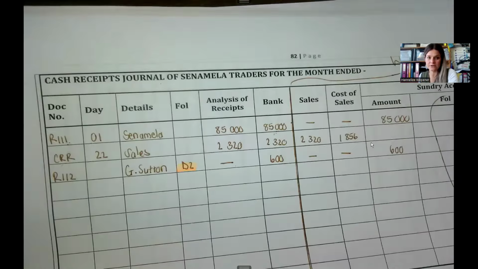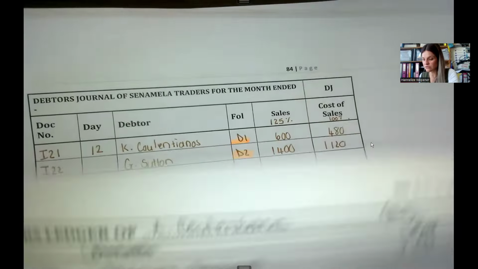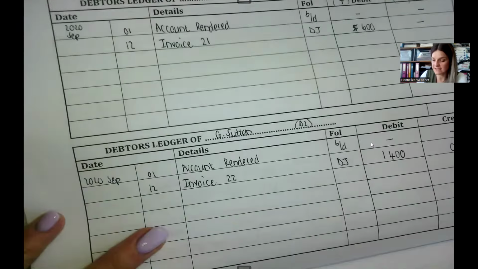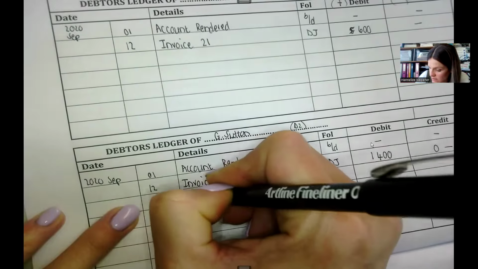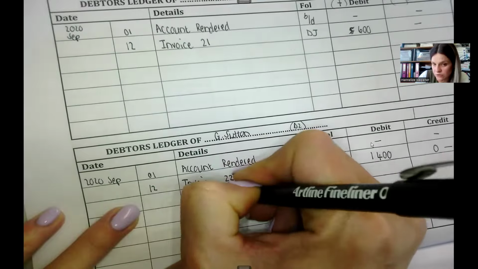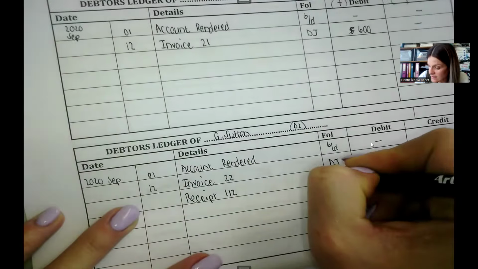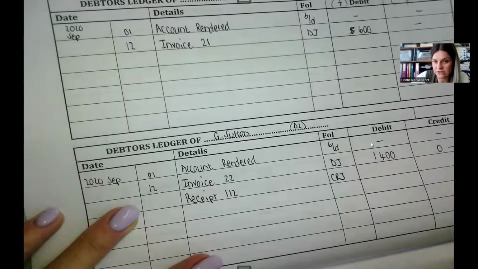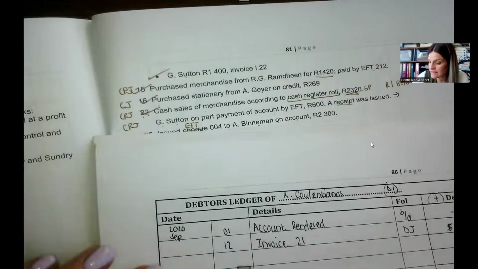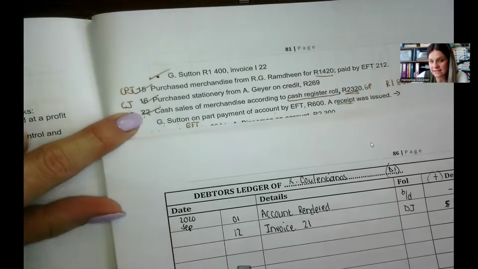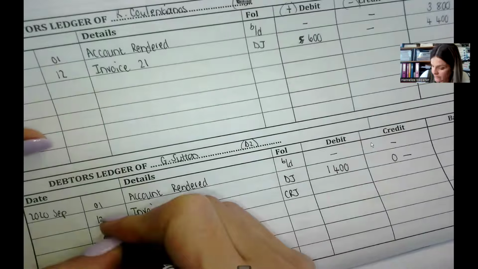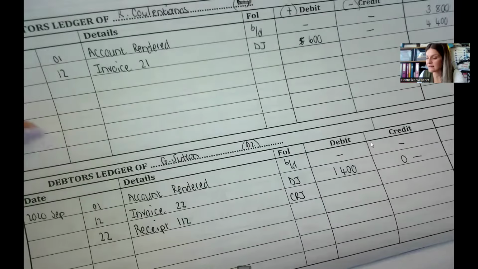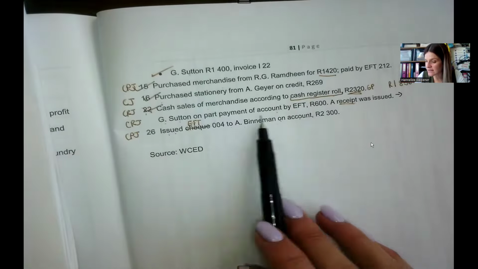So receipt number 112 for G Sutton. In your details is your source document, receipt 112, as recorded in the CRJ. So that goes into your folio. This happened on the 22nd, as you can see there, the 22nd. And the amount that we are receiving now is 600 Rand.